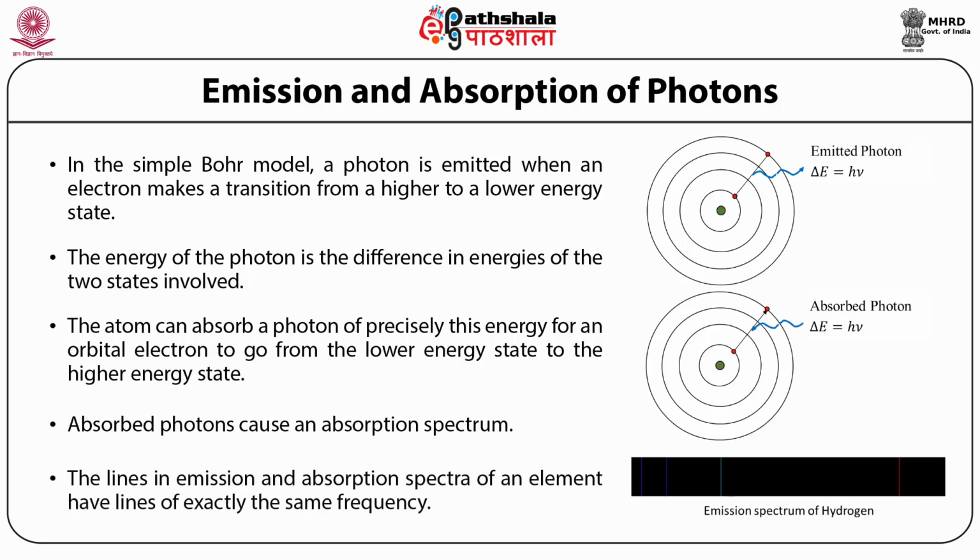The lines in the emission and the absorption spectra of an element have exactly the same frequencies, as shown in this figure. This figure shows the hydrogen spectrum, which has many such characteristic lines corresponding to the various transitions in the hydrogen atoms. So the emission spectra of other elements are characteristic of transitions in their atoms.